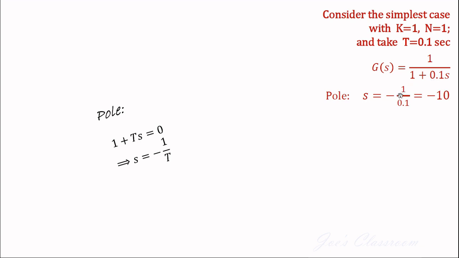So for this system, obviously the pole is minus 1 by t. That's what we saw initially. And therefore s is equal to minus 1 by 0.1, and that is equal to minus 10. Pole is at minus 10. Please note that.